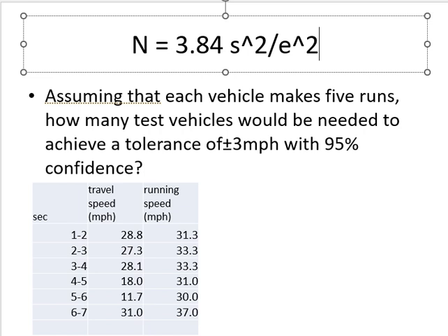The other equation we had was with 9 instead of 3.84, and then the confidence level is 99 point something. So this confidence level doesn't go in the equation directly. This constant changes because of my confidence level. Clear?